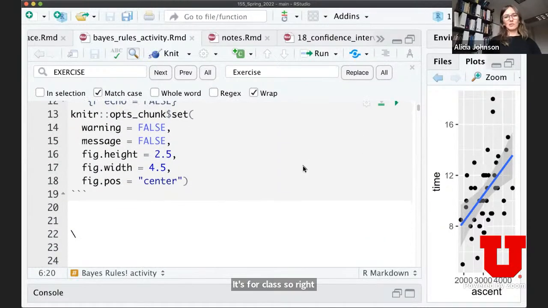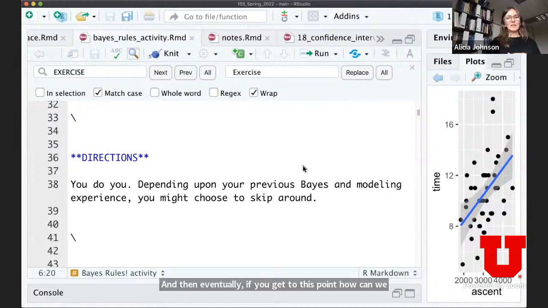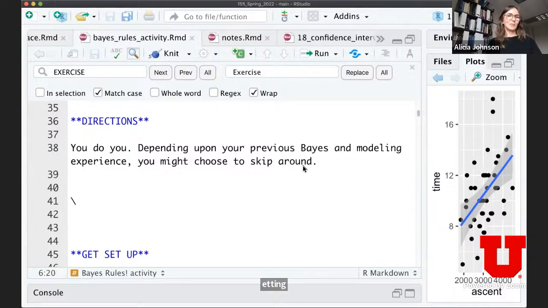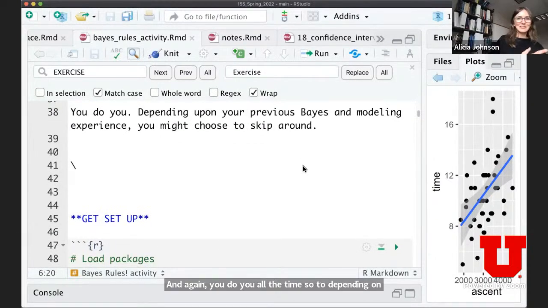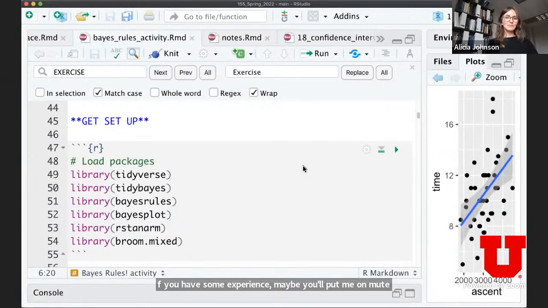So if I just scroll down a little bit in this document, to the getting started section, the goal of all these exercises is to start thinking like Bayesians, or I should say, to think in the Bayesian philosophy. And then eventually, if you get to this point, how can we apply this Bayesian thinking in a regression setting? Depending on your previous experience, if you're newer, you might listen to me at this point. If you have some experience, maybe you'll put me on mute and play around on your own. It's up to you. I'm fine with whatever you do.